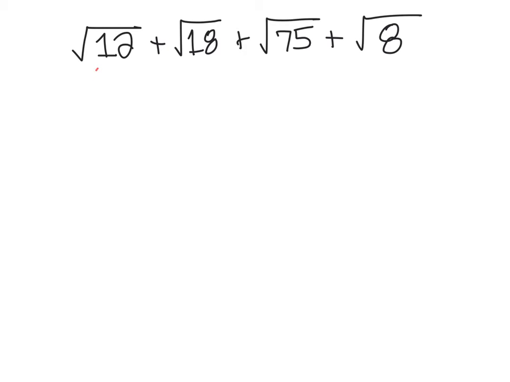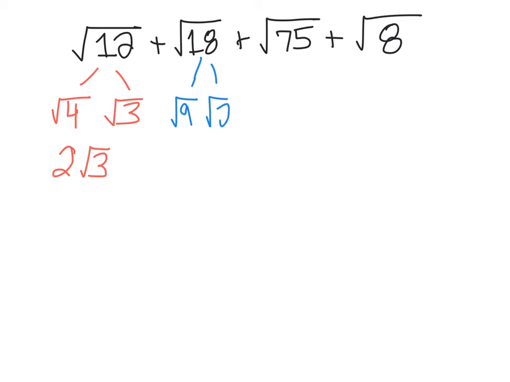Start breaking these up. I'll start with the 12. Square root of 4 times the square root of 3. I can solve the square root of 4. I get 2 times the square root of 3. All right. Now for the 18 here, I'm going to break that one up. The perfect square factor of 9 times the square root of 2. I can solve the square root of 9. Get 3 times the square root of 2.